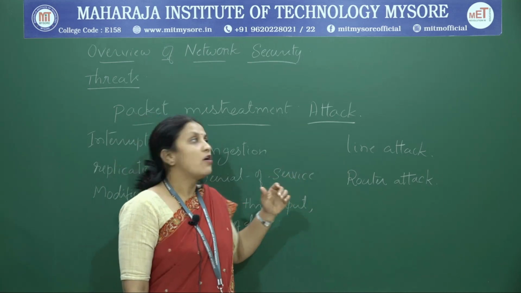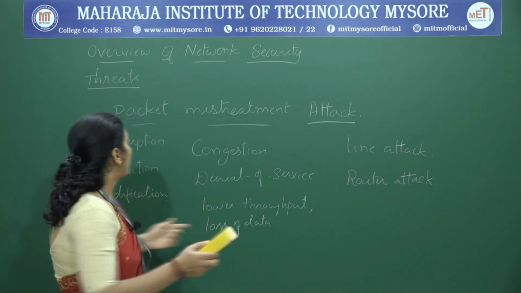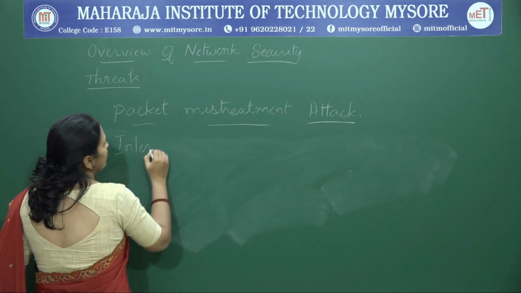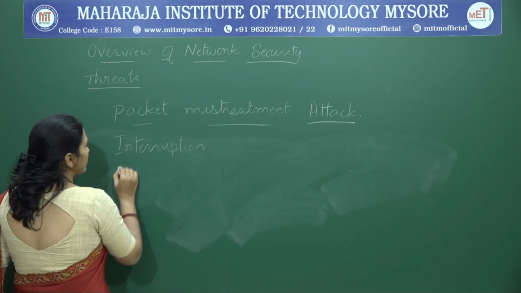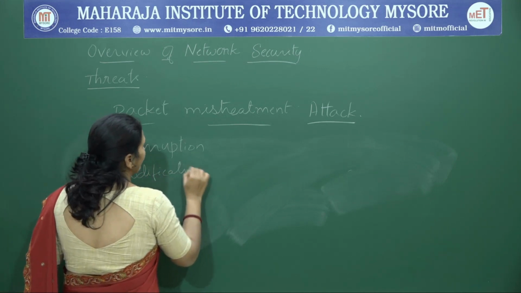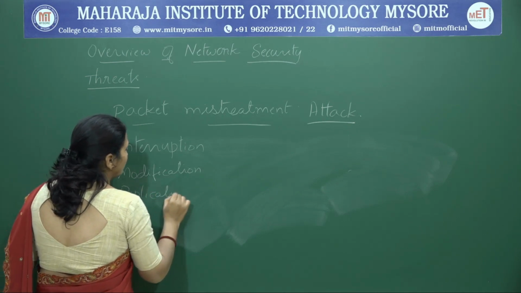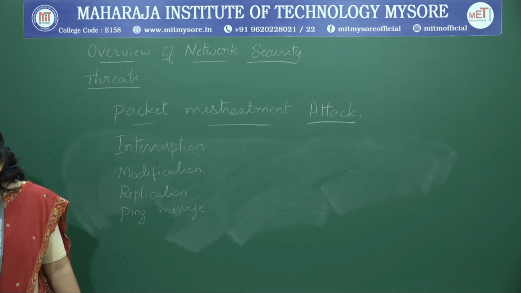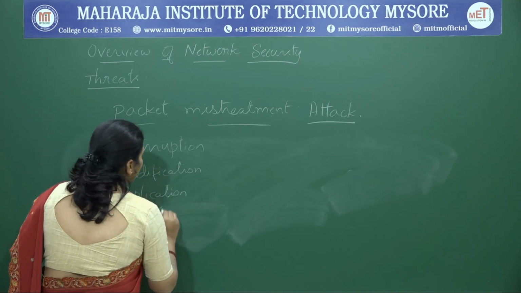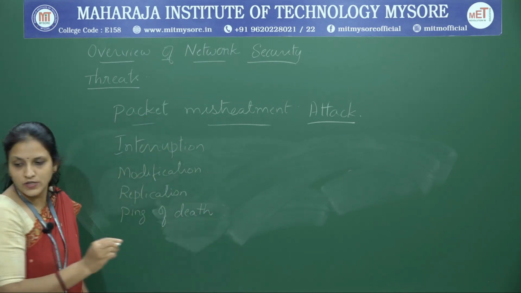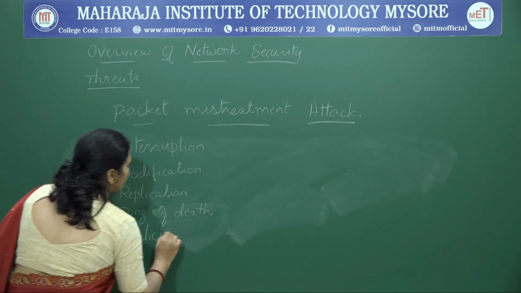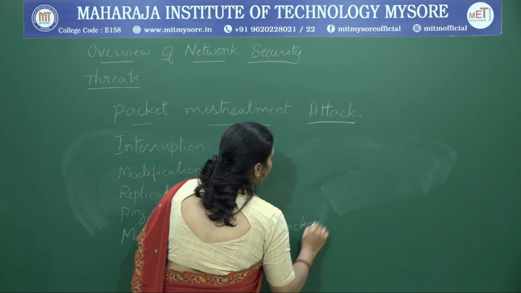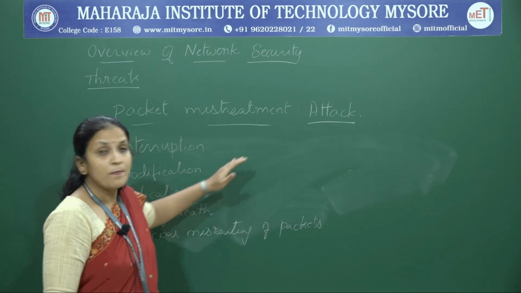Now, we will see a few examples of how packet mistreatment attack can happen. We have 5 attacks listed here: interruption, modification, replication, ping message broadcasting, ping of death, and the last one is malicious misrouting of packets. These are the 5 examples of packet mistreatment attacks.